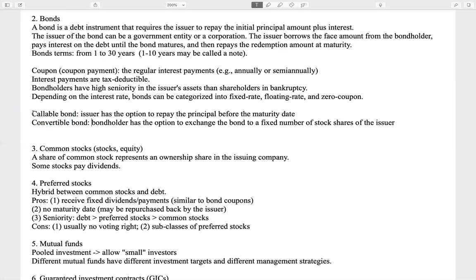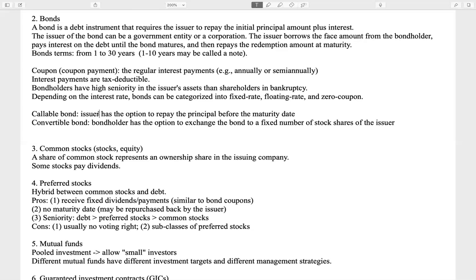One type is called the callable bond. Callable is from the viewpoint of the issuer, meaning the companies, right? This bond gives the issuer the right or the option to repay the principal earlier, before the maturity, right? So to the investors, probably this is not entirely good news because you will not receive the coupon payments once the issuer repays the principal, right? So this is to the advantage of the issuer, okay?